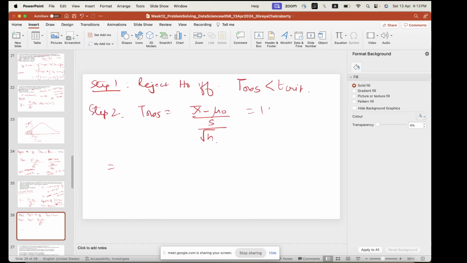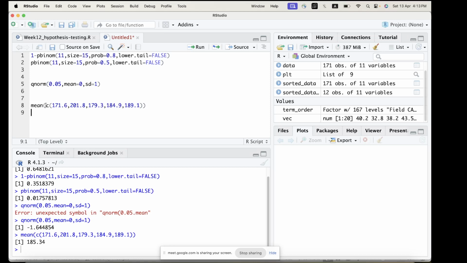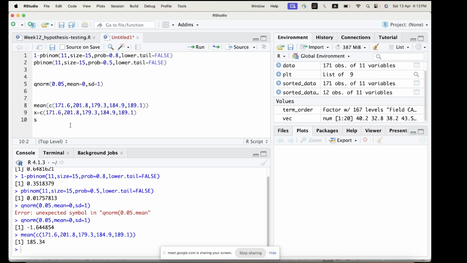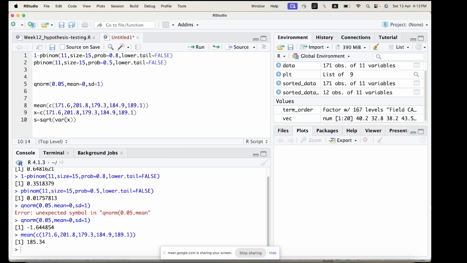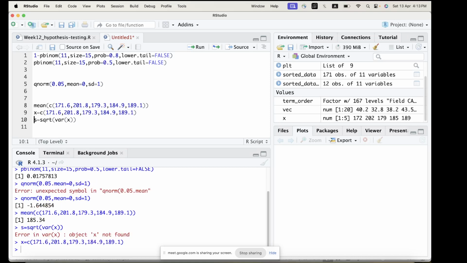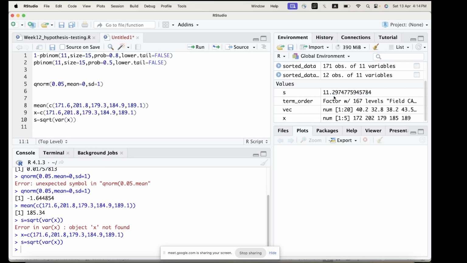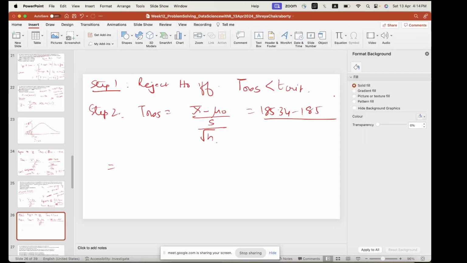So this we can write as 185.34 minus 185 divided by S. S is what? If this is my X, let's say, then S is equal to SQRT of variance of X. In R, variance means the denominator is 1 by n minus 1. Okay, so S is how much? 11.29. So this will be 11.29 by square root of n, which is 5.